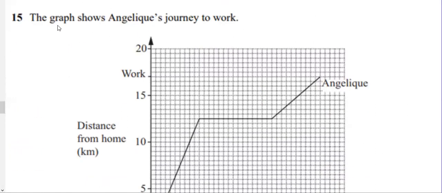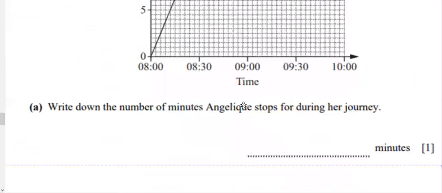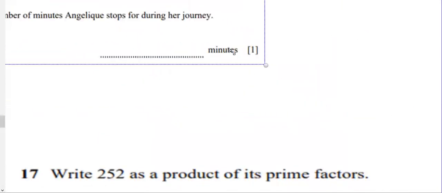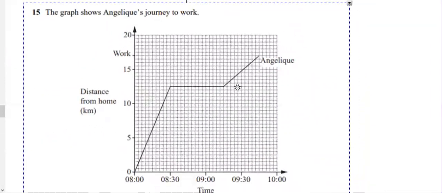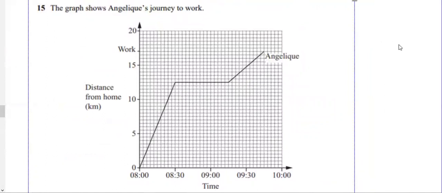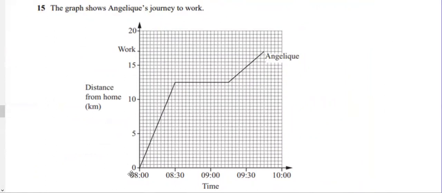Okay, so we have this question here. The graph shows Angelic's journey to work. So Angelic is going to work, starting from somewhere there. Let me try to zoom out because this seems to be huge. So there we go. The graph shows Angelic's journey to work. So Angelic is starting here at 8 o'clock, and the distance at 8 o'clock was 0. And this is the journey that Angelic is going through.